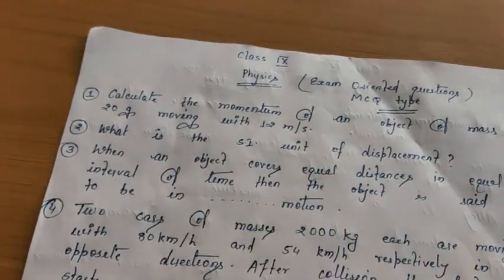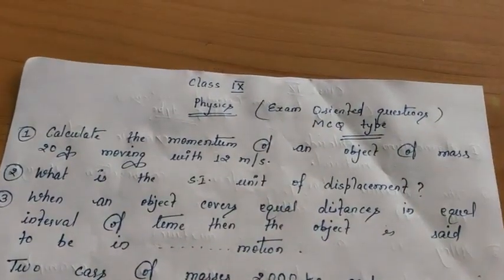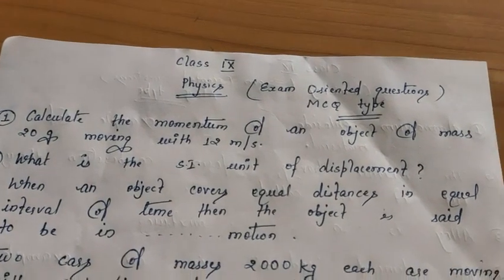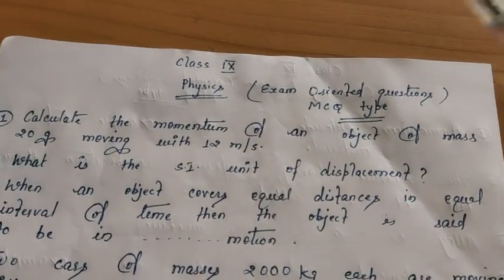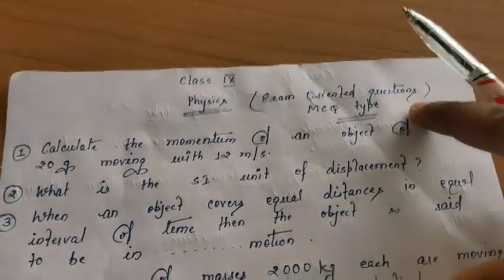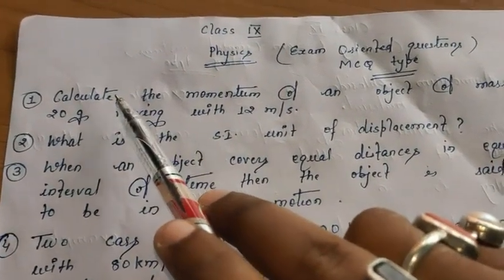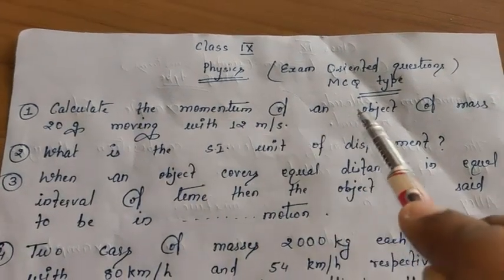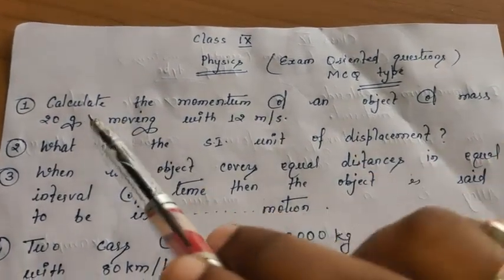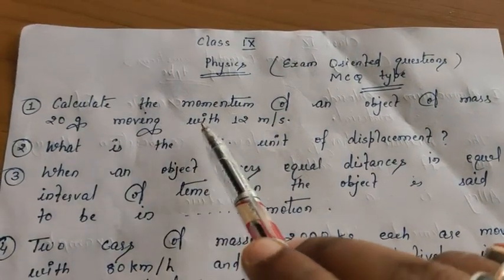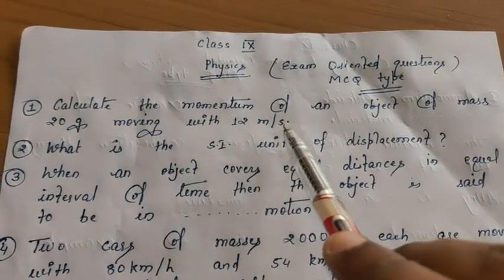So dear students, don't think that the same questions will be there. The type of questions will be the same, not the questions themselves, in the examination. The first question is: calculate the momentum of an object of mass 20 gram moving with 12 meter per second.